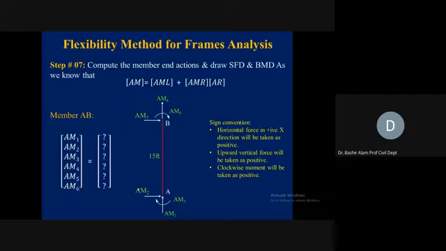positive direction. Here you see at A, AM1 upward, AM2 rightward, and AM3 clockwise. Similarly at B, AM4 upward, AM5 rightward, and AM6 clockwise. Those I take initially because I have the freedom here to select anyone as my positive direction.